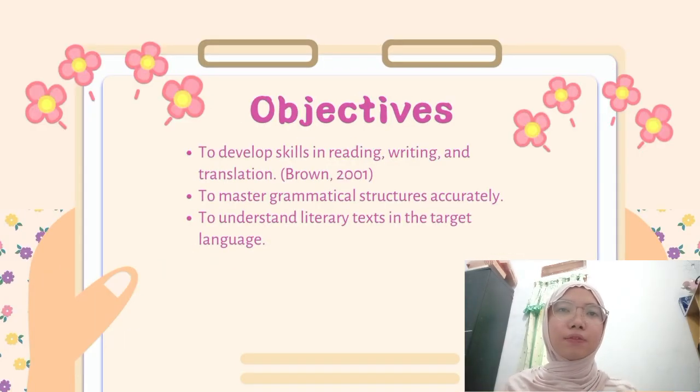And then the objectives of GTM. The main objective of GTM is to help students understand written text and translate it correctly. Brown 2001 states that the method aims to build strong reading, writing, and grammar skills, so the focus is more on accuracy rather than communication.